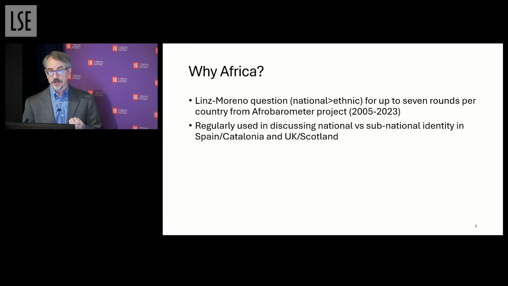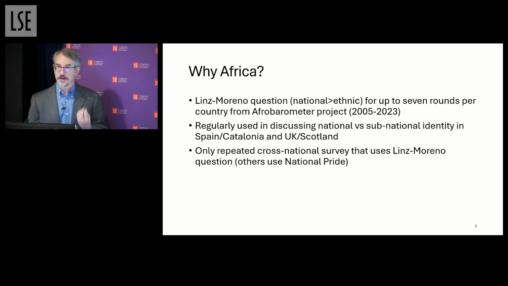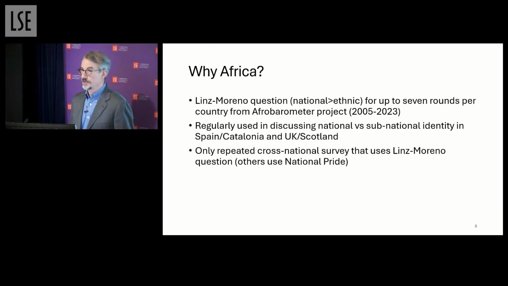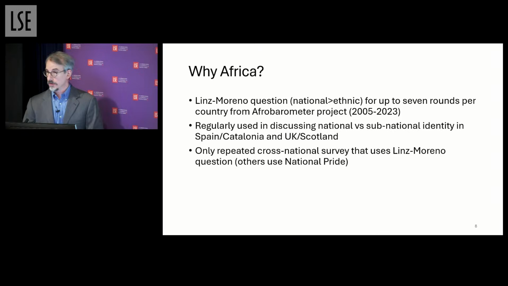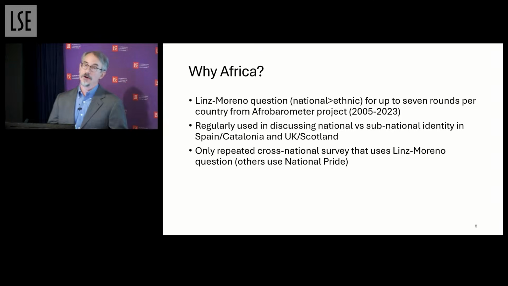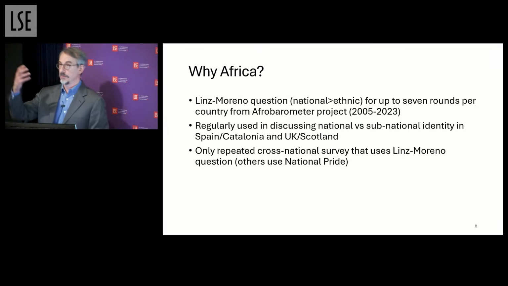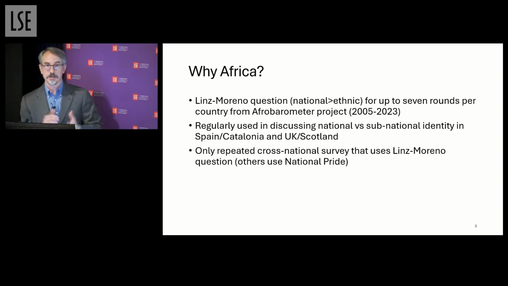I should say as well, it's a very interesting question in terms of surveys. It's sadly the only cross-national survey that actually uses this question. Other parts of the world, other kinds of survey instruments either don't ask a question about national identity, or they use a question about national pride. Are you proud of your nation? Are you proud to be Argentinian or Ghanaian or Indian, right?